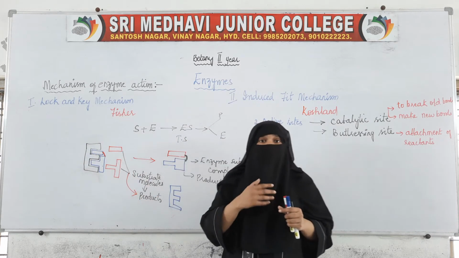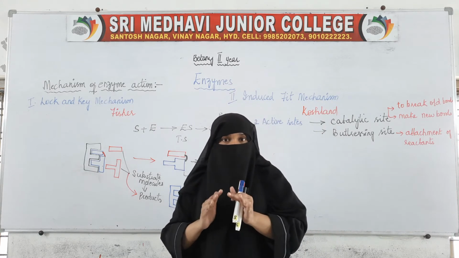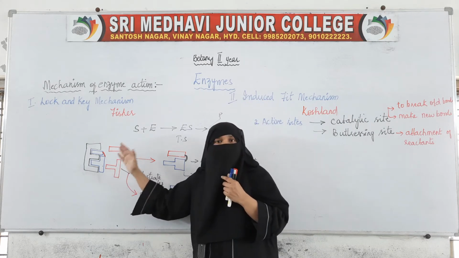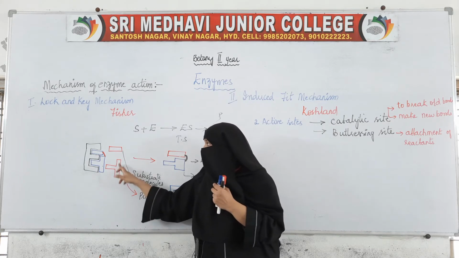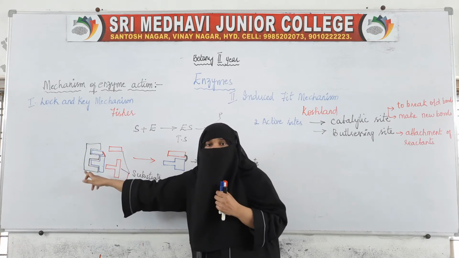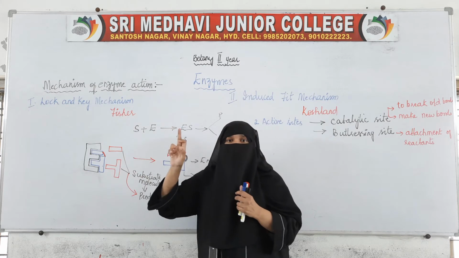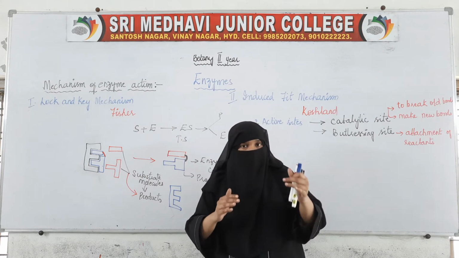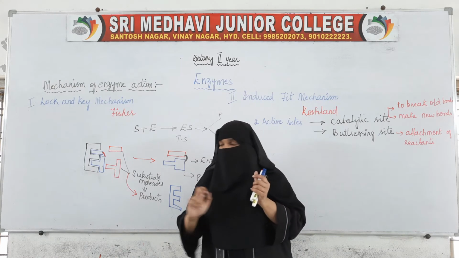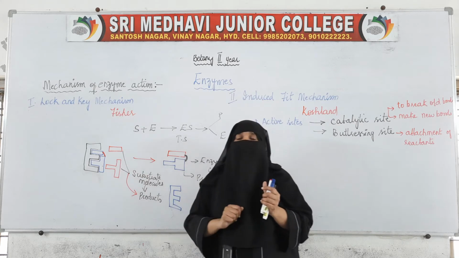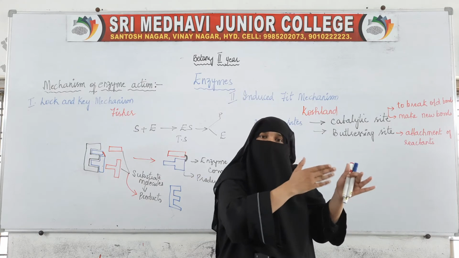Now, we don't have the same key for each and every lock. For each lock a specific key is there, and for each enzyme a specific substrate is there. This substrate will go and fit with enzyme 1 only. It does not fit with enzyme 2. This substrate is specific only for enzyme 1. As the key is unique to a lock, the substrates are also unique to the enzyme.